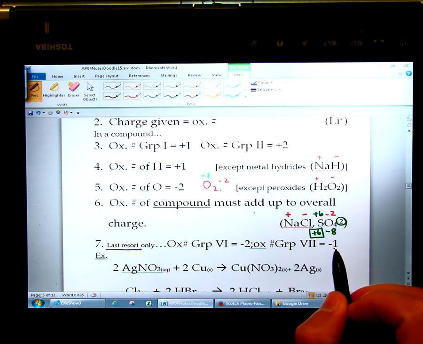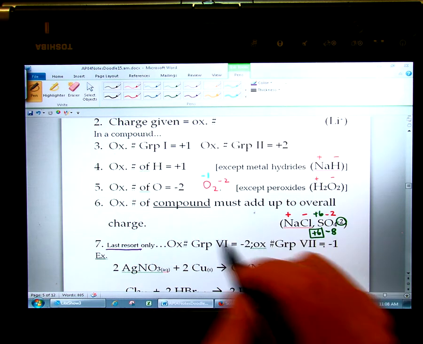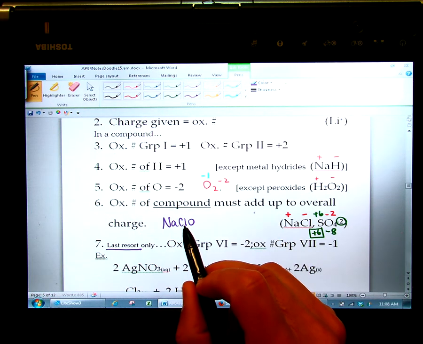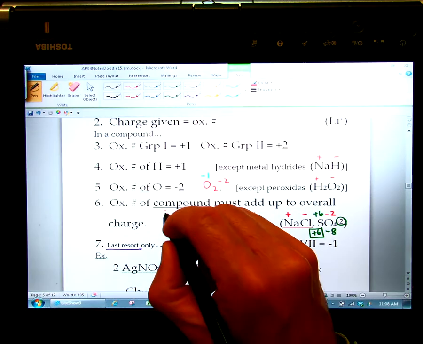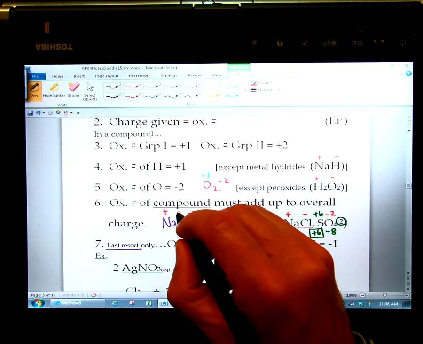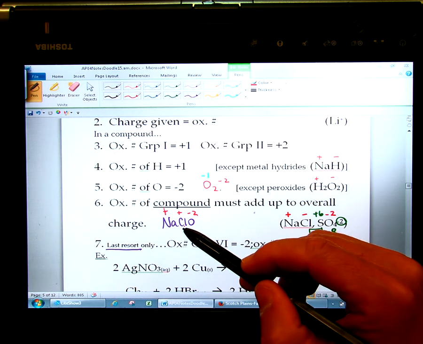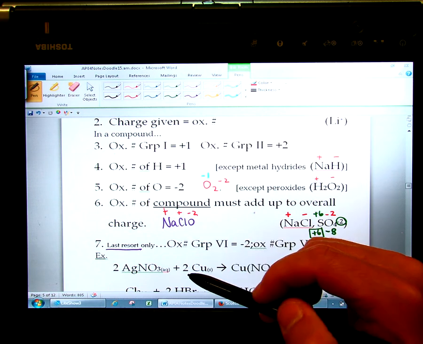Let's take an example of how you would have to use this. If I gave you the formula NaClO, notice that Cl is not last in the formula, so you will not be using the last resort here. And you would only use the last resort if you had no other options. But we do have options because we know that sodium is +1. We know that oxygen is -2. So the chlorine must be a +1, which is probably surprising to you. But nonmetals can have a lot of different oxidation numbers. So therefore, this is going to be +1.